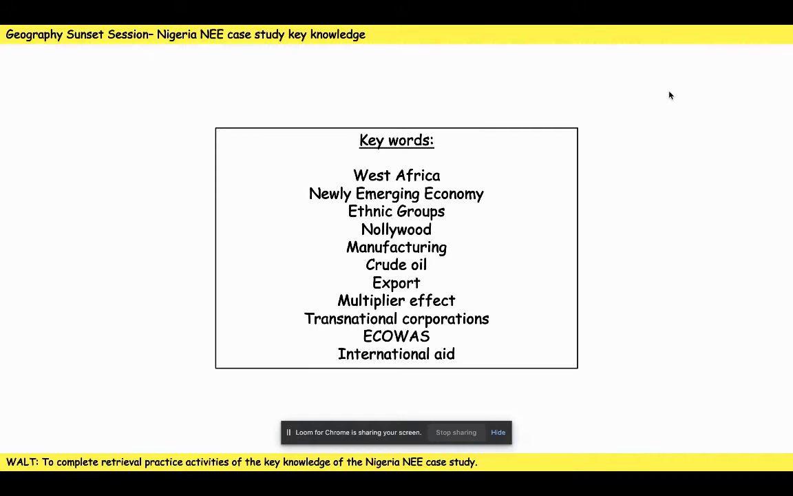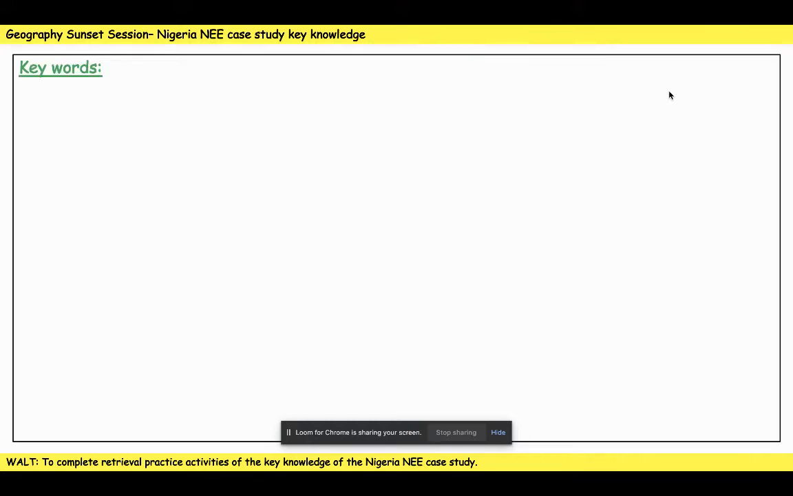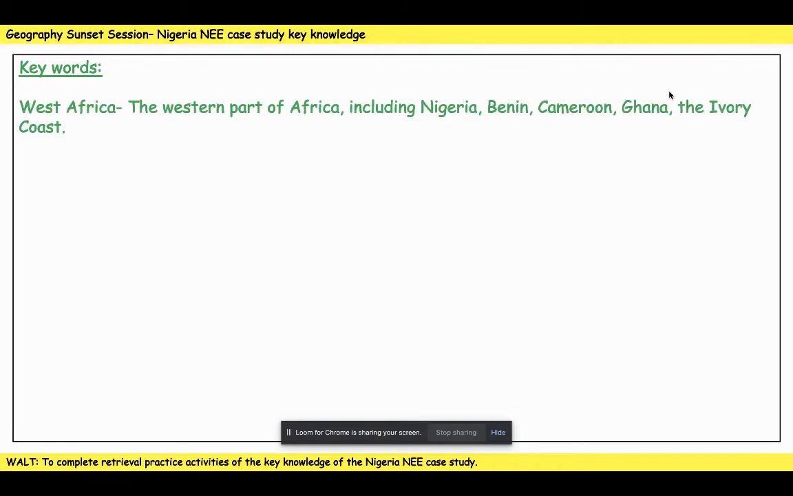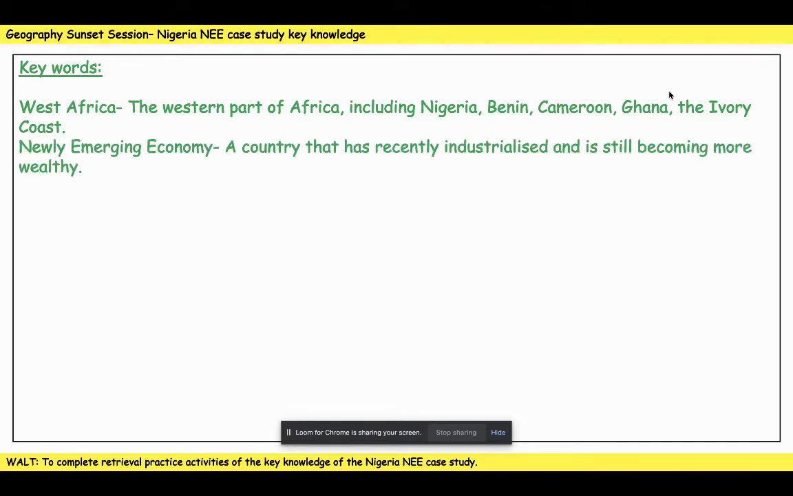Okay, so hopefully you've had a go to define all of those keywords. And we're going to go through what those keywords mean, the key knowledge that you would need about that vocabulary. So West Africa is the western part of Africa. That bit's pretty self-explanatory. But it includes Nigeria and its neighbours, Benin, Cameroon, but also other countries such as Ghana and Ivory Coast. A newly emerging economy, we've already mentioned, is a country that's recently industrialised and is still becoming more wealthy.